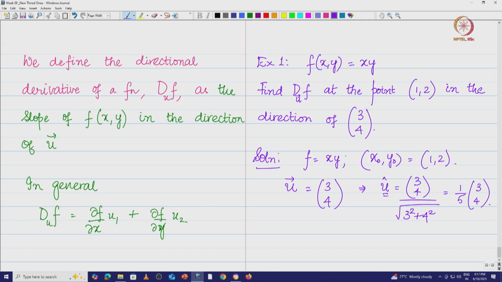Now, everything is ready. Let us go ahead and find the partial derivatives. Let us look at dou f by dou x. Dou f by dou x is y and we want to evaluate at 1 comma 2. So, this becomes 2. Then I want to do dou f by dou y, which is basically equal to x. I want to evaluate this at 1 comma 2 and that is equal to 1.